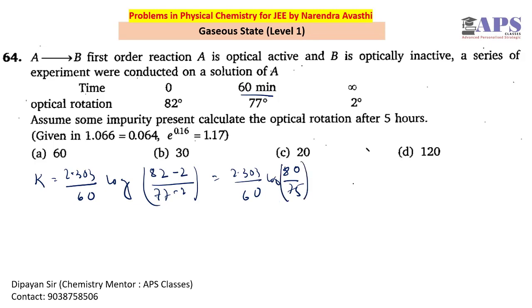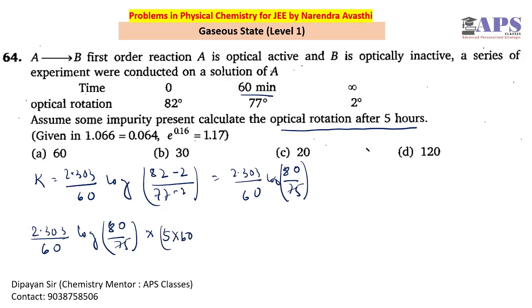Now again we have to calculate the optical rotation after 5 hours. So from here we can have the value of K. Then we have to calculate the optical rotation after 5 hours, that is we have to calculate theta t. So now K equal to 2.303 by 60 log 80 by 75 equal to, with time being 5 hours.